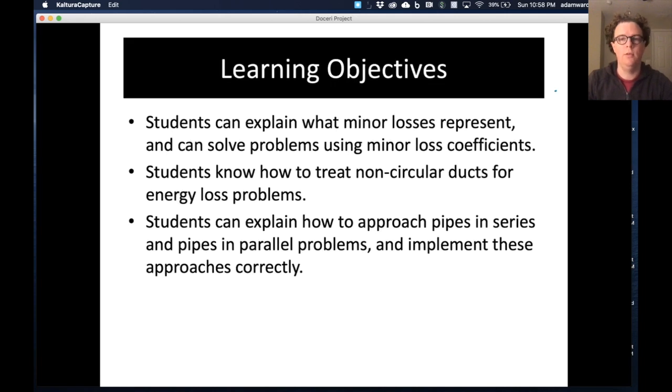Learning objectives for this recording, as well as those that accompany it, are listed here. We're going to be able to deal with minor losses, non-circular ducts or pipes, so elliptical, rectangular, for example, and we'll know how to deal with pipes in series and pipes in parallel.